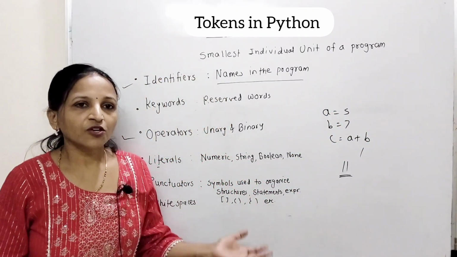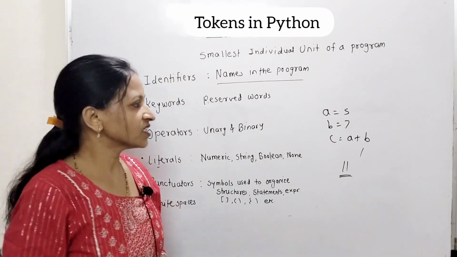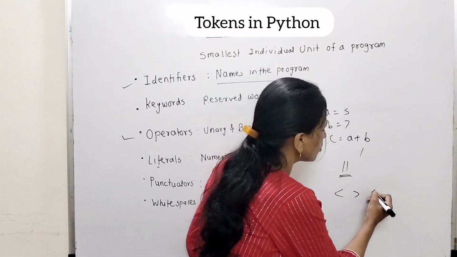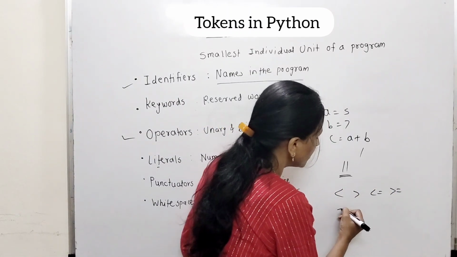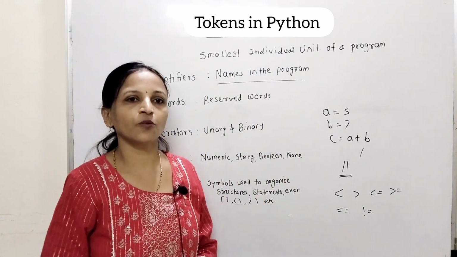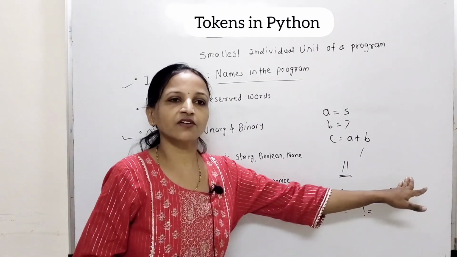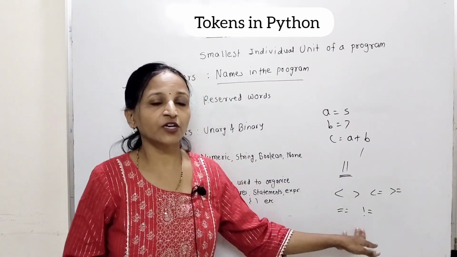Now these are some operators present in Python. There are unary operators and binary operators. Again there are multiple categories, like less than, greater than, less than or equal to, greater than or equal to, not equal to. These are all relational operators, or comparison operators. Less than, greater than, less than equal to, greater than equal to, and double equal to.